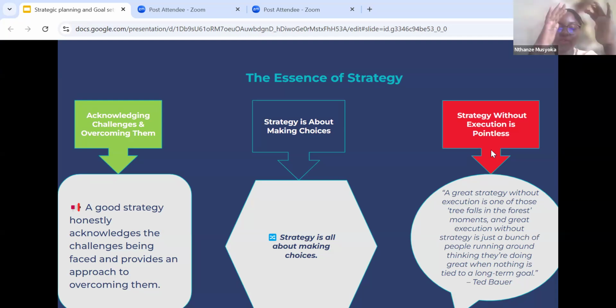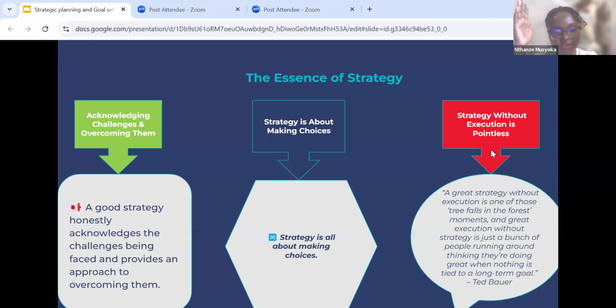So being able to plan out everything, it should be able to tell you, these are the challenges I have encountered and this is how I want to overcome them. It should provide you with room for learning. You should be able to identify your wins, your successes, your opportunities, your threats, and all that. And then just remember that strategy helps you to make decisions.